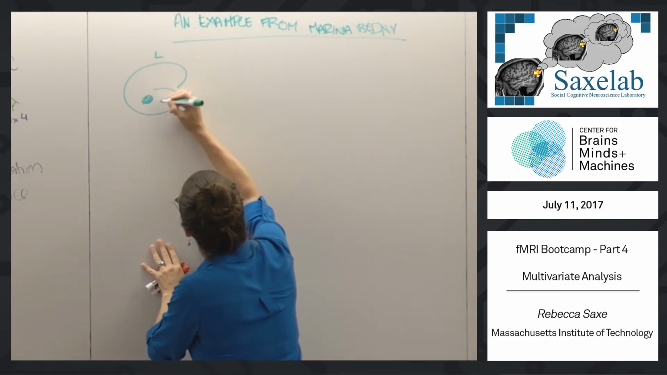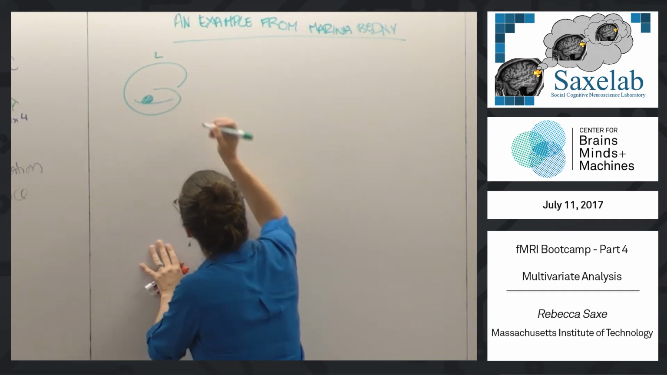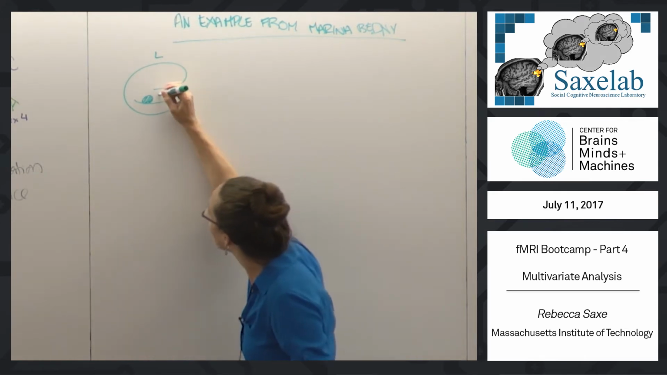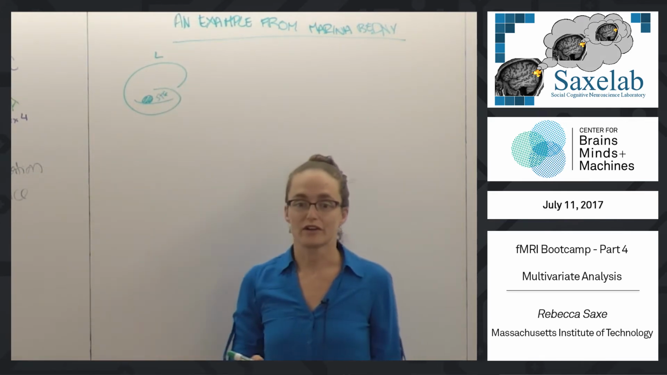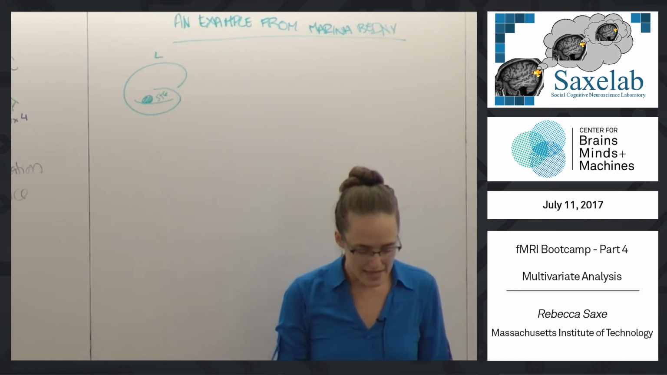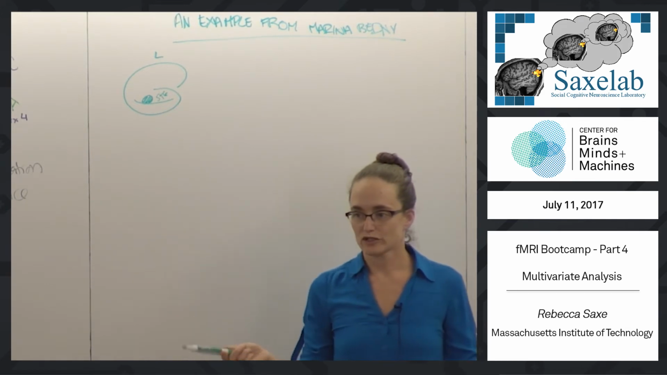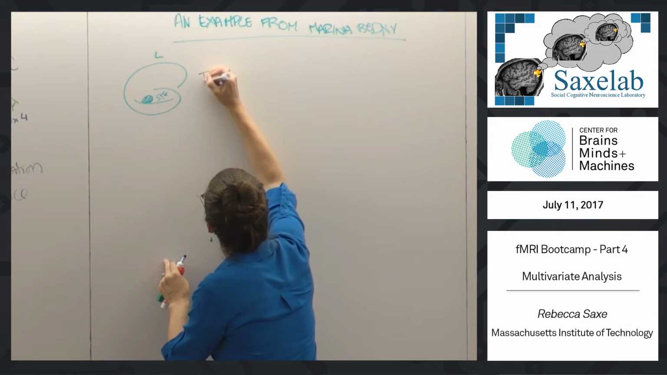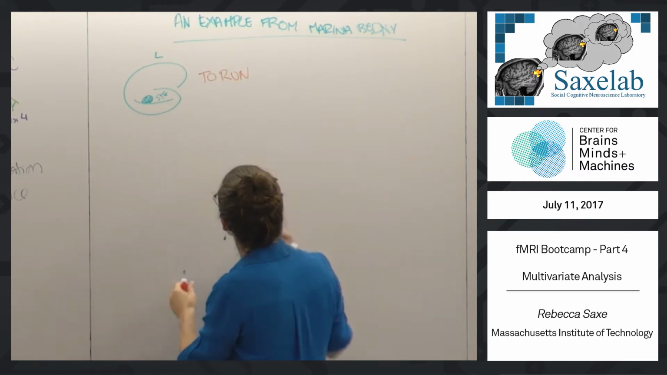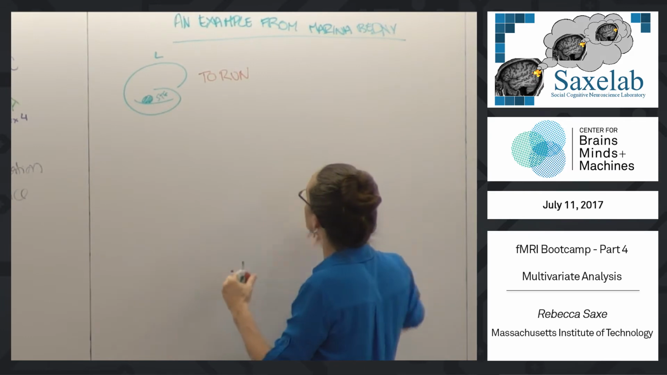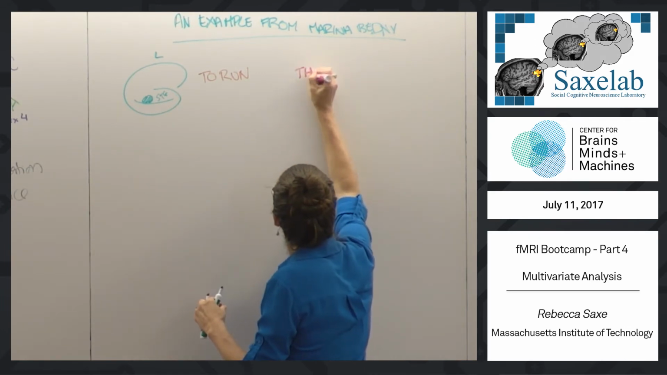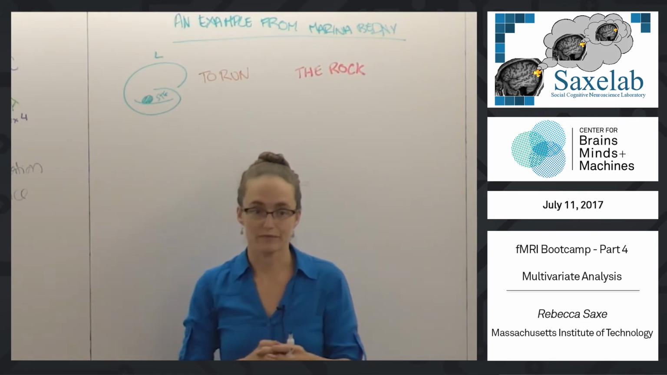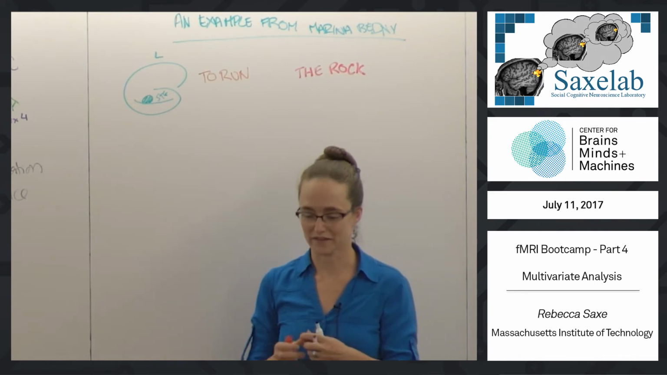There's a brain region in the superior temporal sulcus, temporal gyrus, in the left hemisphere of people. And what many different researchers had found in this region is that when people read words like to run, there was a lot more activity in those regions than when people read words like the rock. Okay, that's just true. That's a result, not a hypothesis.